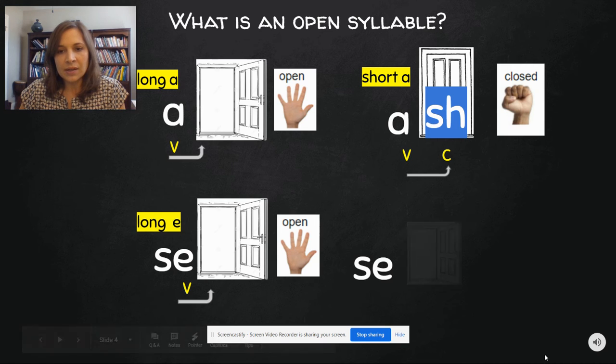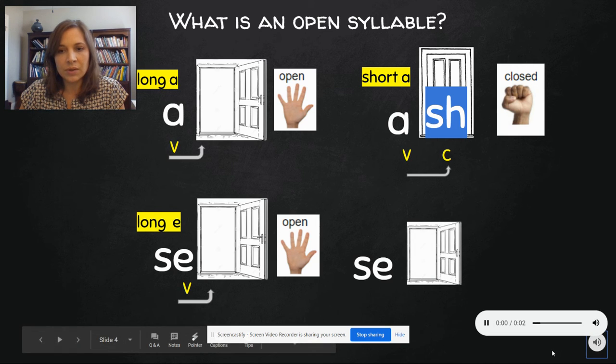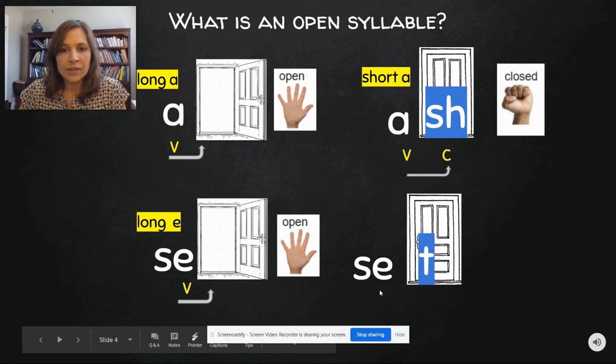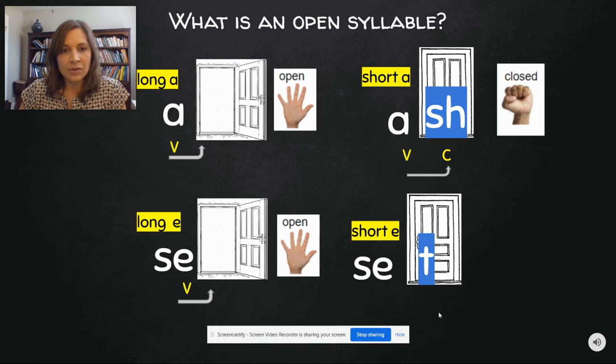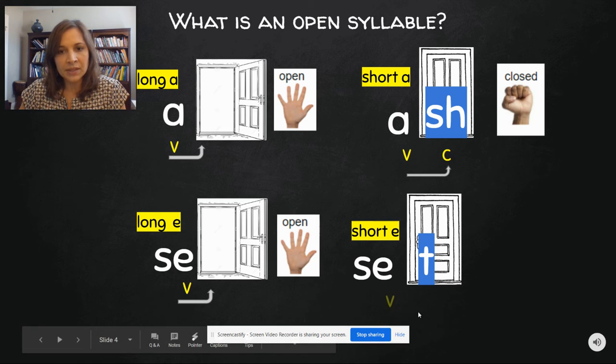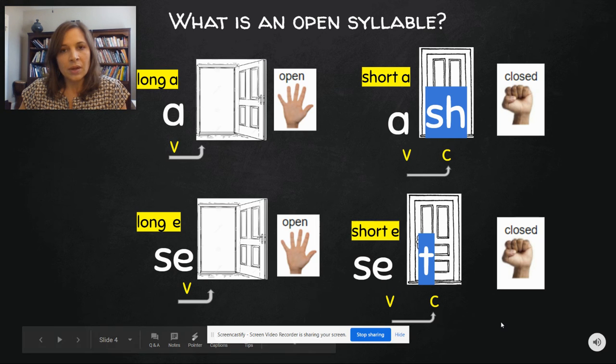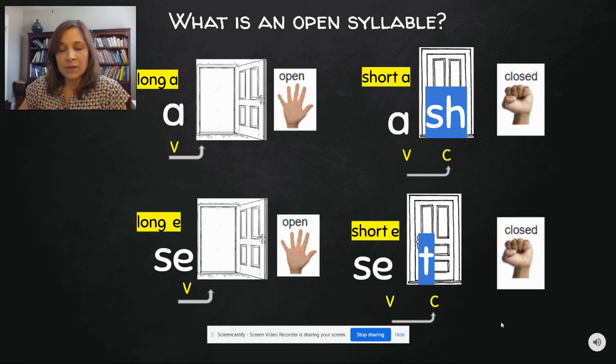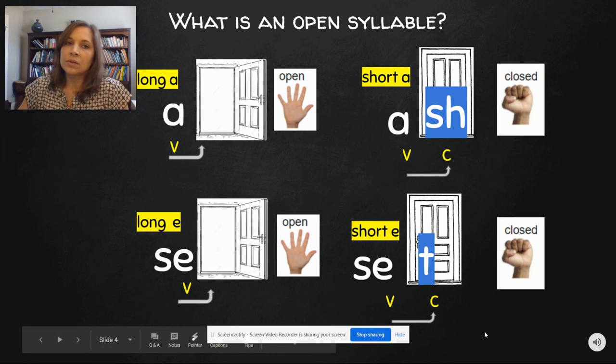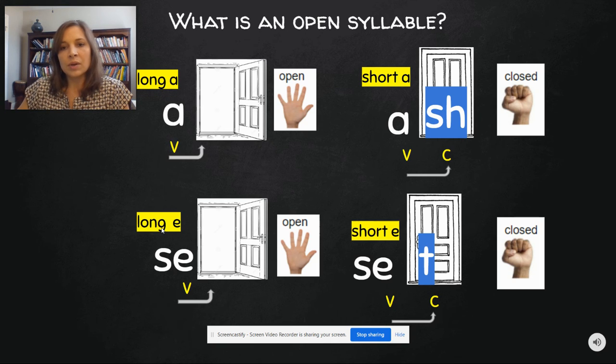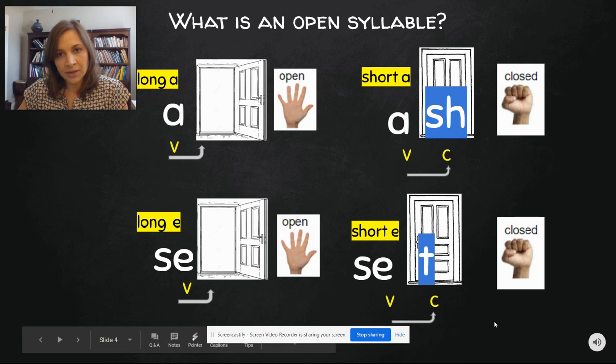We've got C, and we're going to close that door, and now it says "set." You have a short sound. It's not E, but because it is closed in with that consonant to the right, it's a closed syllable. So what are you noticing about what kind of vowel sound an open syllable makes? It's a long vowel sound. What kind of vowel sound does a closed syllable make? Short vowels. Okay, let's keep going.